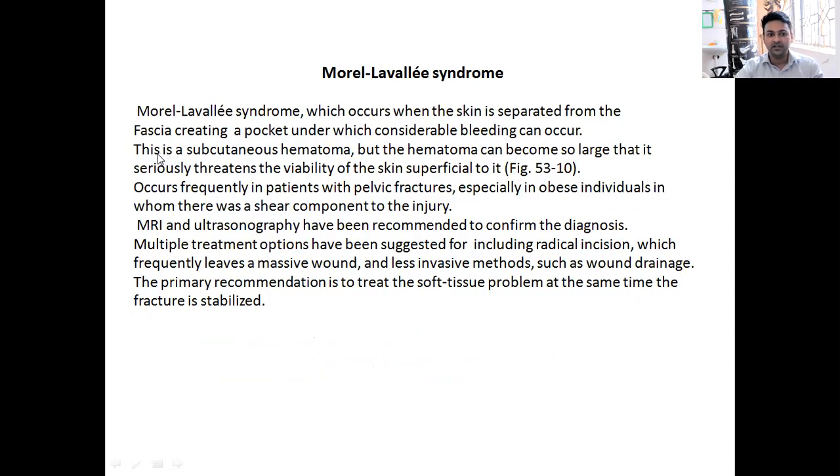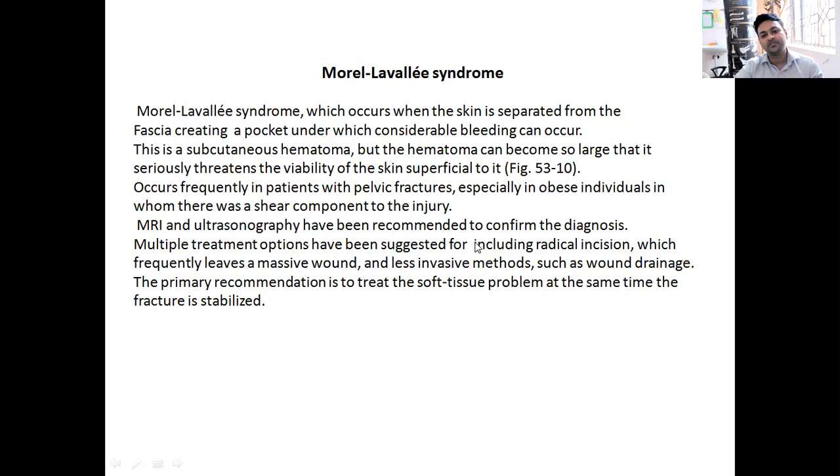This is internal degloving. This is a subcutaneous hematoma, but the hematoma can become so large that it seriously threatens the viability of the superficial skin. It occurs frequently in patients with pelvic fractures, especially in obese individuals in whom there was a shear component to the injury. MRI and ultrasonography have been recommended to confirm the diagnosis.